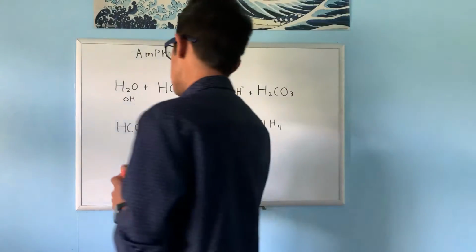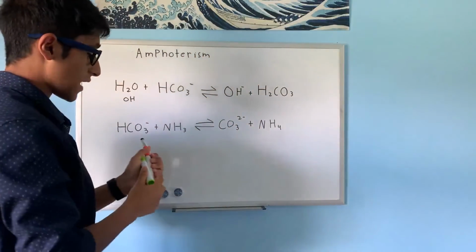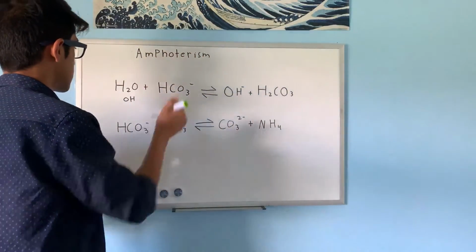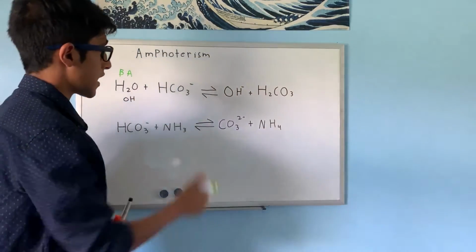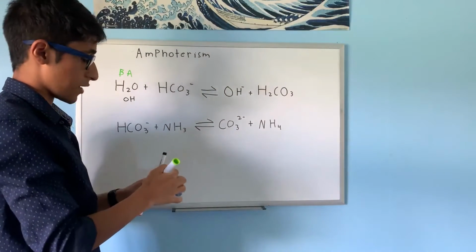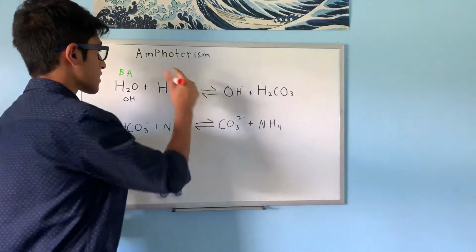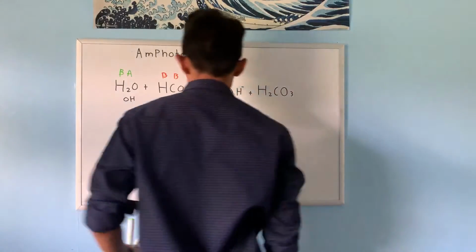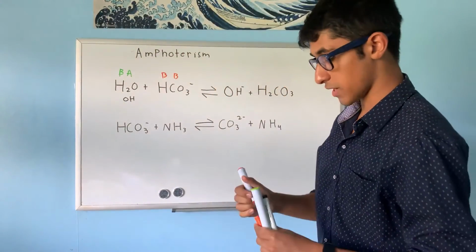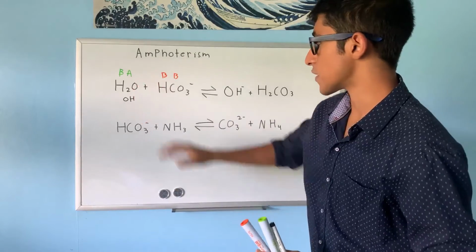So we can say because H2O donates a hydrogen, it acts as a Bronsted-Lowry acid. HCO3 accepts a hydrogen, so we can say that it is a Bronsted-Lowry base. Now let's look at our second reaction and see if we can do the same thing.